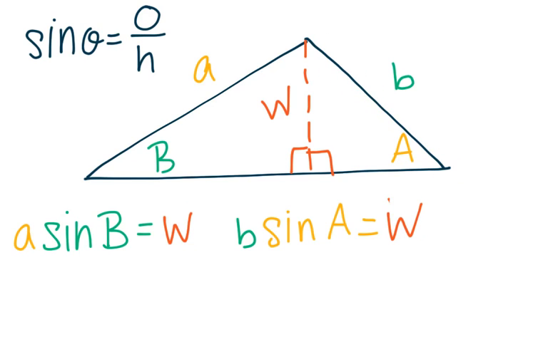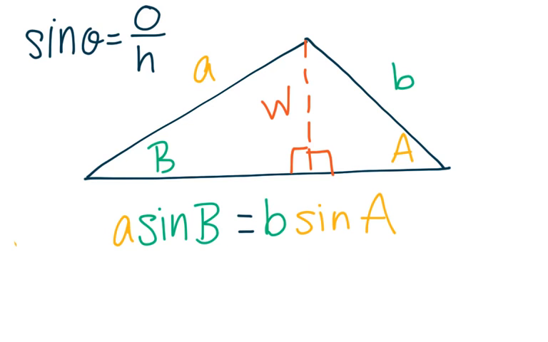So in both of these equations, I can solve for w, and then now I've got that a times sine of capital B is equal to w, and that b times sine of capital A is equal to w. So by the transitive property, this is equal to this, so I can write them as such. Now I'm going to divide out a lowercase a and a lowercase b from each side. And I have that sine of my angle B over my side b equals sine of my angle A over the side a.